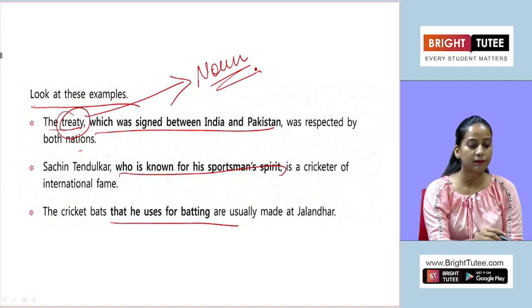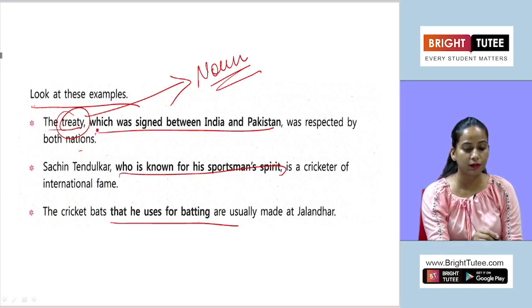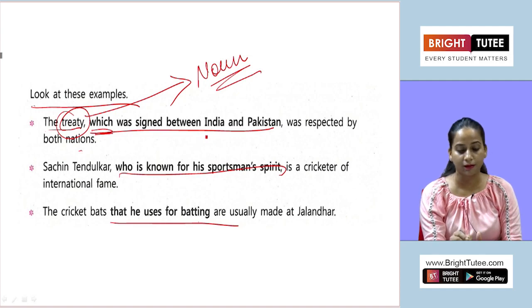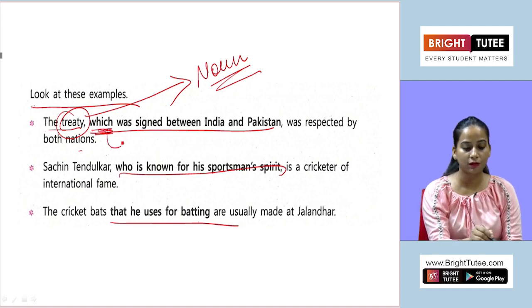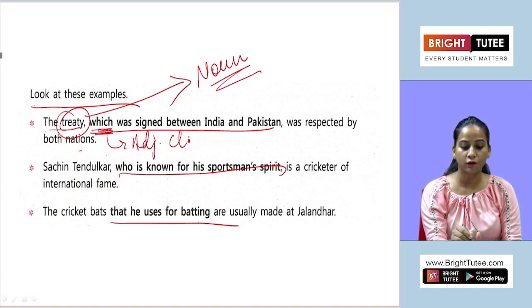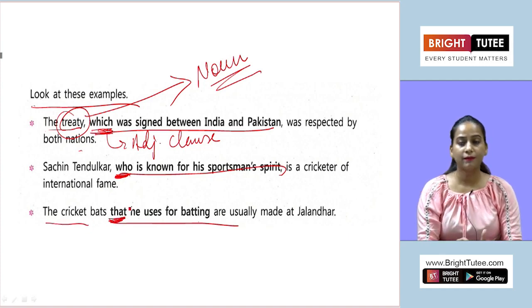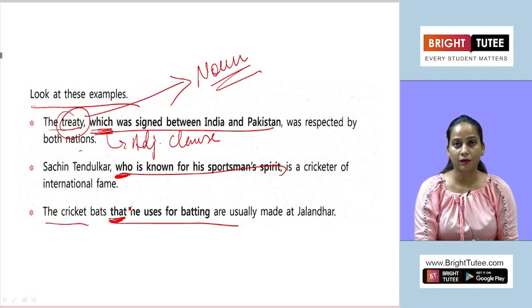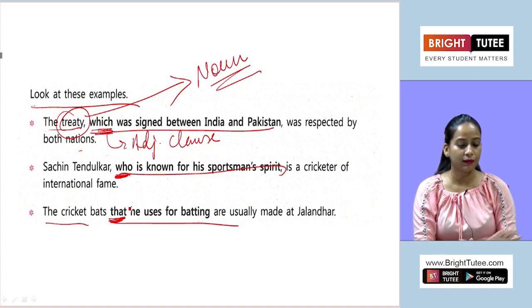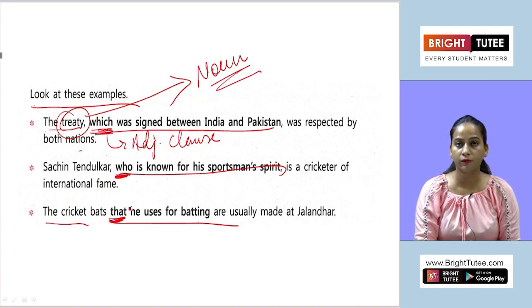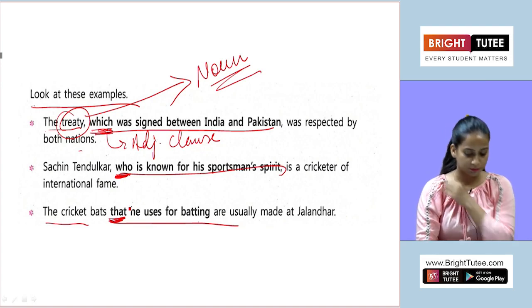Clear? Here we can say the treaty. Which treaty? If you are getting that question, which was signed. So, this is the adjective clause here. Sachin Tendulkar, who, along with that it is given here. The cricket bat, that. So, these are a few words they have used to identify the adjective clause, which is qualifying the particular noun or pronoun given in the main clause.